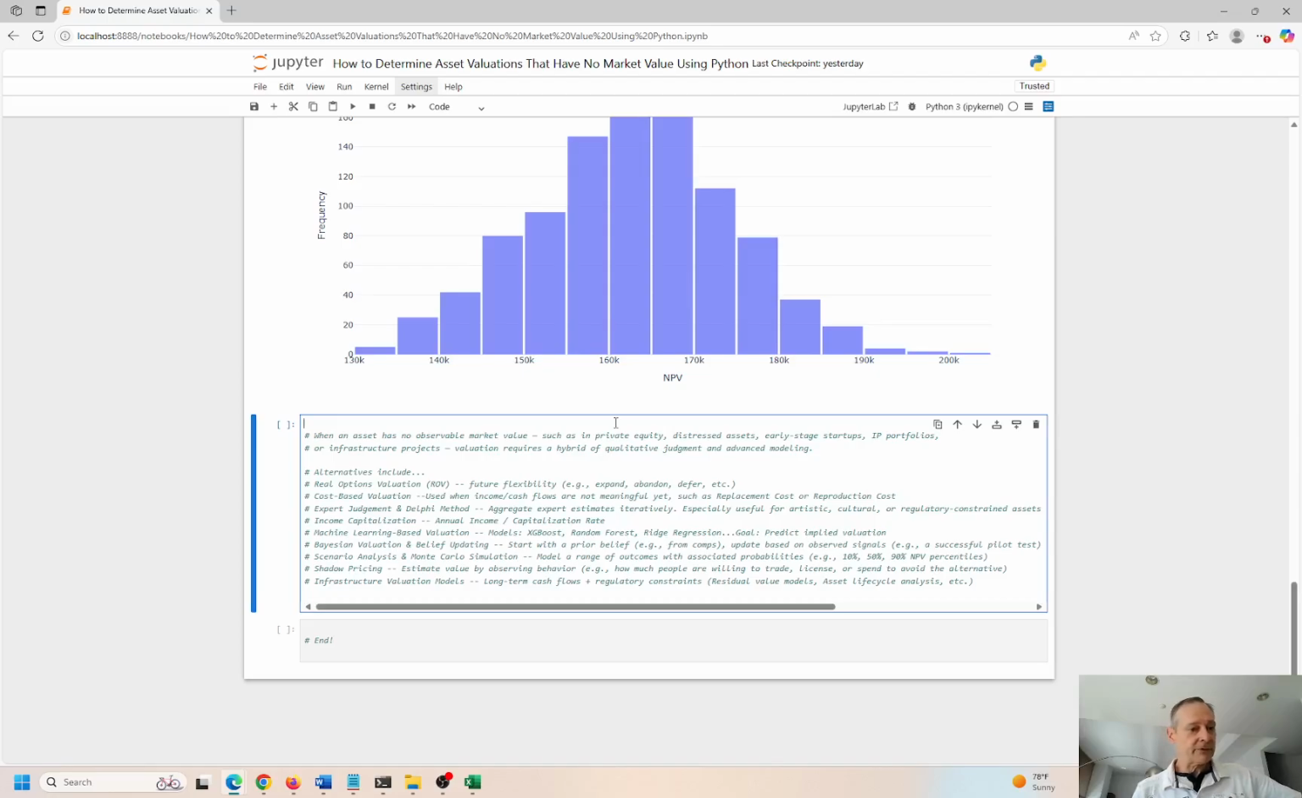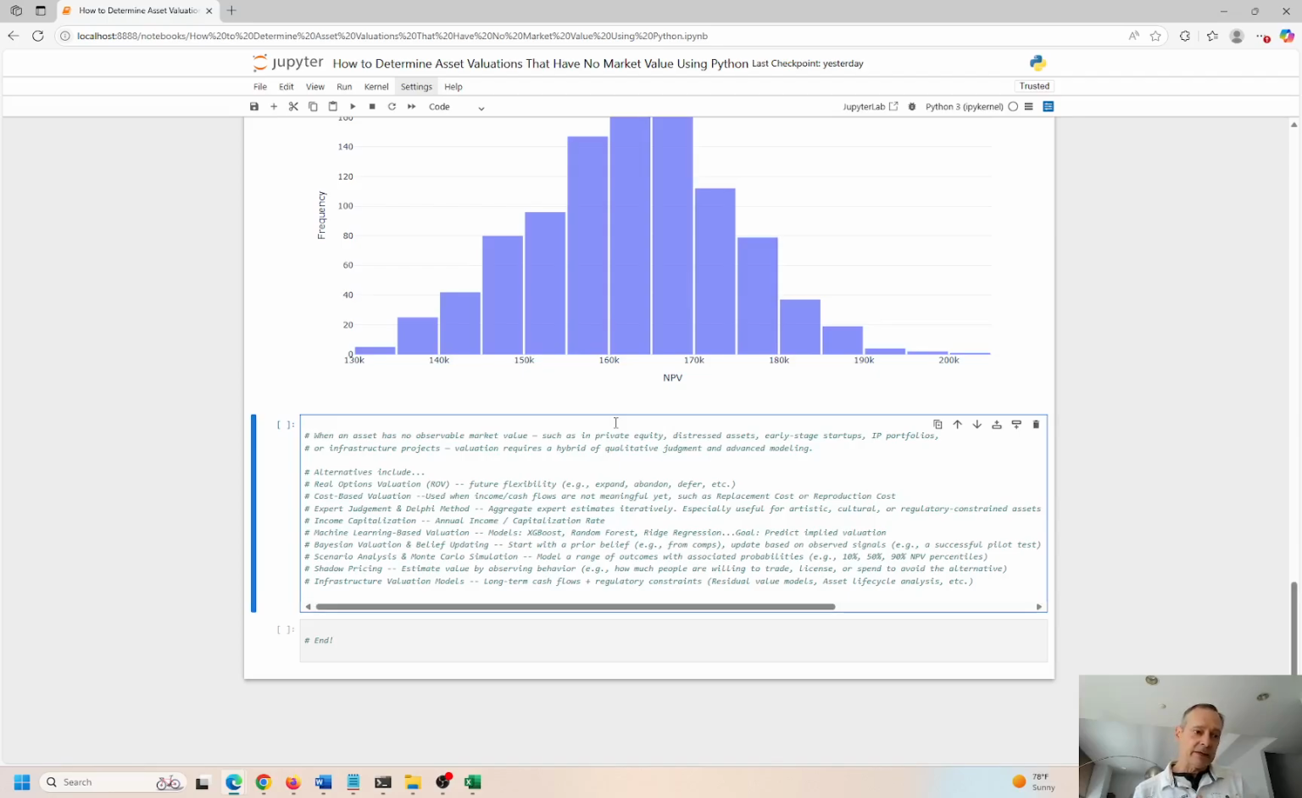So what else? I'll just summarize the last thing I have in my notes. When an asset has no observable market value, such as private equity, distressed assets, early stage startups, IP portfolios, or infrastructure projects, even if you have to build a dam, a bridge or a highway, this is a great way to determine the value of that asset, whatever it is that you're financing. These are different financing techniques, and how do we manage it efficiently and responsibly? That's what NPV analysis is for, and IRR.